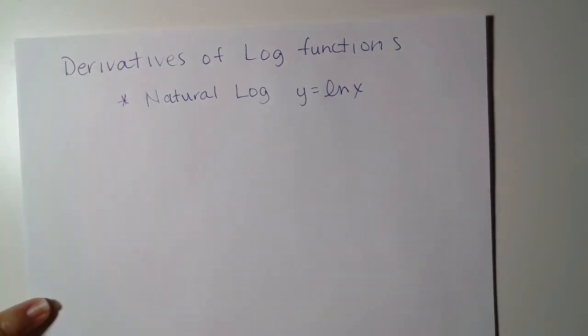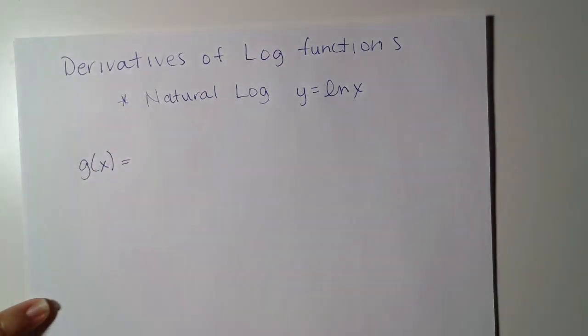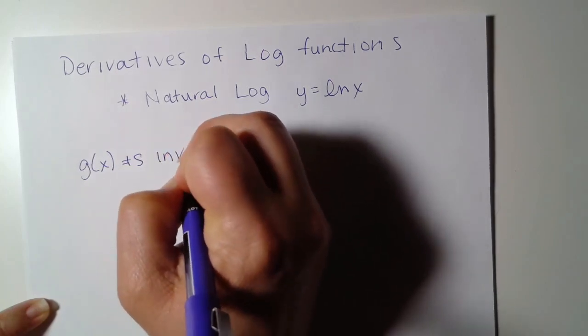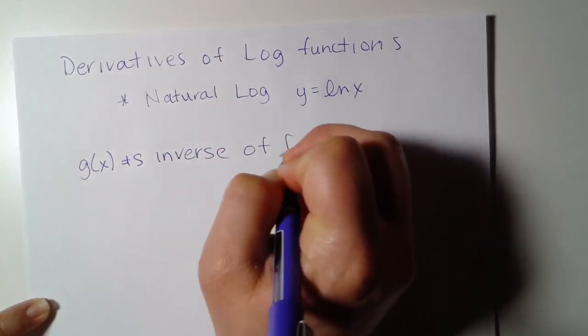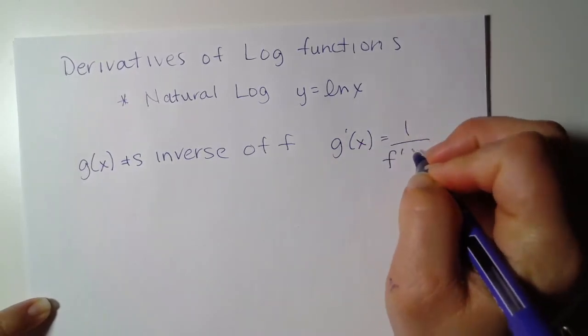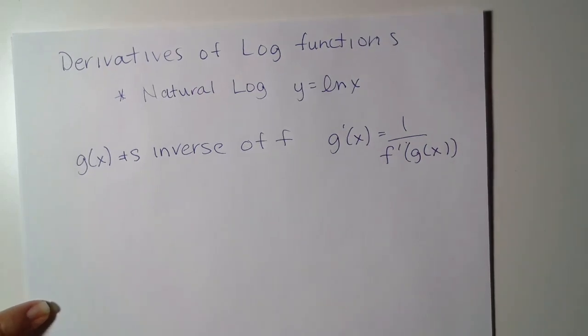Just a reminder: if g is the inverse of f, then we know that g prime of x is equal to 1 over f prime of g of x. Okay, that's our derivative of an inverse function.